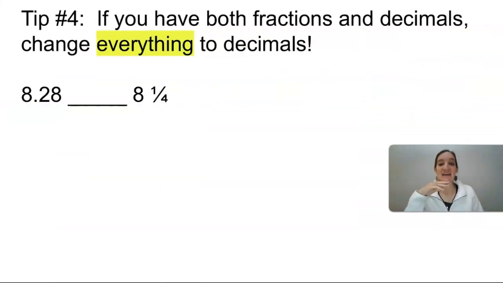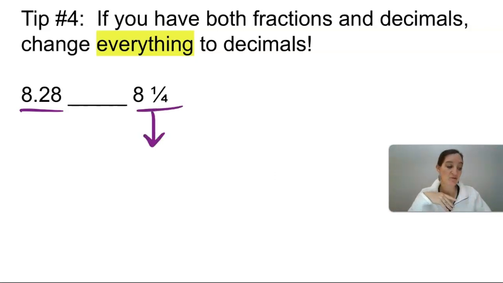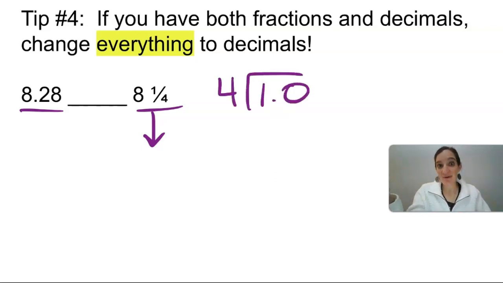My final tip is if you have both fractions and decimals, just change it all to decimals, and then you can line those up. So with this example right here, we have one fraction, one decimal, and one fraction. We're going to change this to a decimal so then we can line it up. Now, you could do the fraction-hating troll method, right? Or you could already have it memorized.